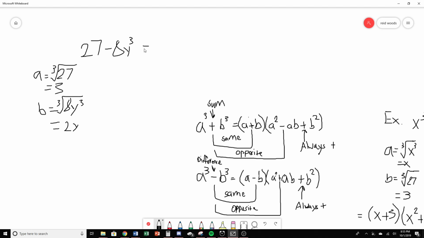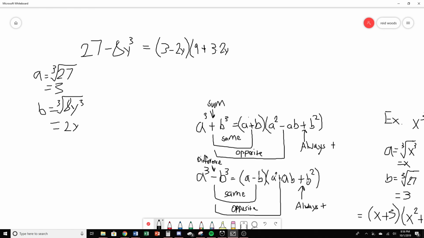So when we write this out, we want a, which is 3. And the sign will be the same for a difference because it's a minus. So minus b, which is going to be 2y. Then I'm going to square the a, so I get a 9 here. It's going to have the opposite sign, the plus sign here. Then I need a times b. So a is 3, b is 2y, so I'll write it like this: 3 times 2y.